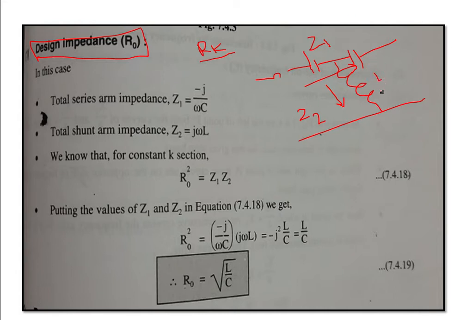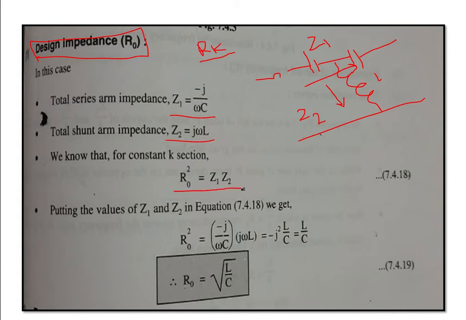Based upon this diagram, we write the total series arm impedance, Z1, which is equal to minus j upon omega C. In case of the shunt arm impedance, Z2 is equal to j omega L. Then we know that for the constant K section, Rk square is equal to Z1 Z2, or R0 square is equal to Z1 Z2.